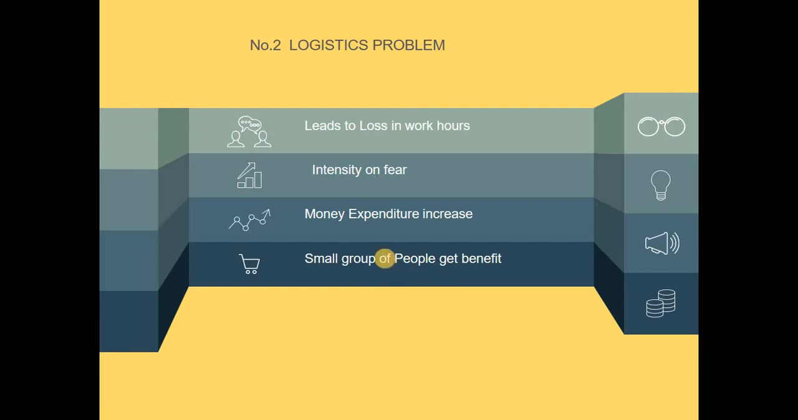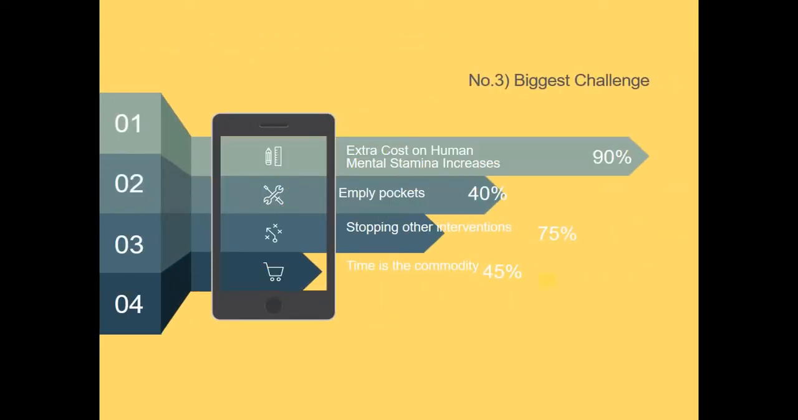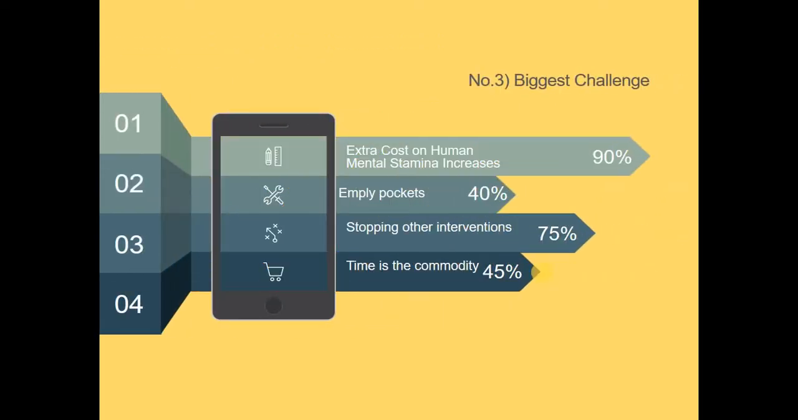The money expenditure increases because you need additional things such as help, reference materials, books, or the like. Only a small group of people benefit through this test. Third, the extra cost on human mental stamina increases: the fear, the sleepless nights. It leaves empty pockets for many people.